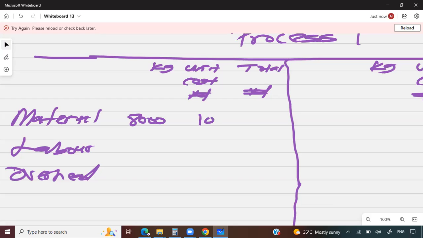So here now, the unit cost of one is 10. Then 8,000 multiplied by 10, we have 80,000. Then what's our labor?